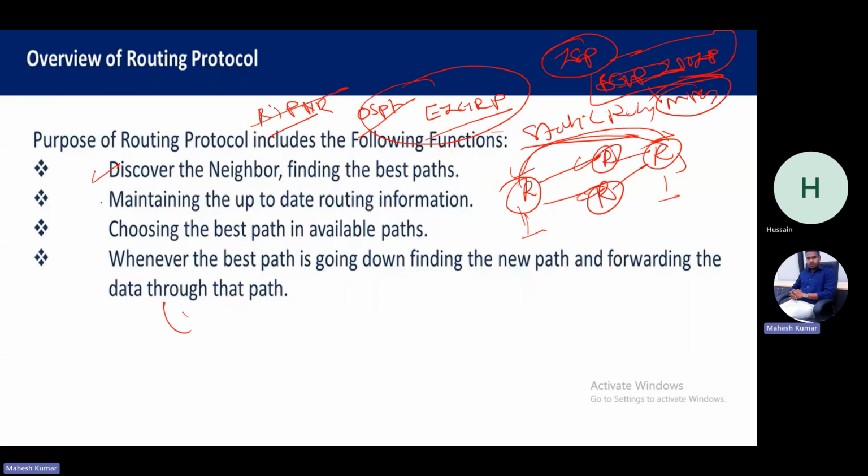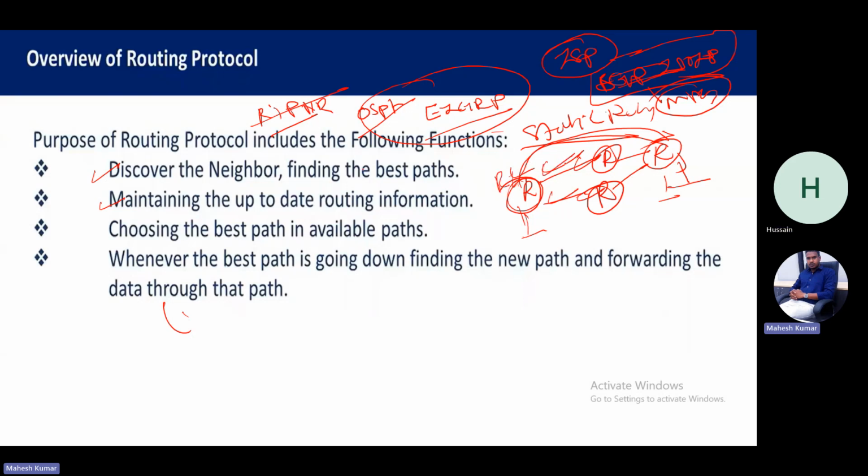And second, maintaining up-to-date routing information. Like to reach here, we have multiple paths, first path and second path. So this router will keep both path details in its routing table.